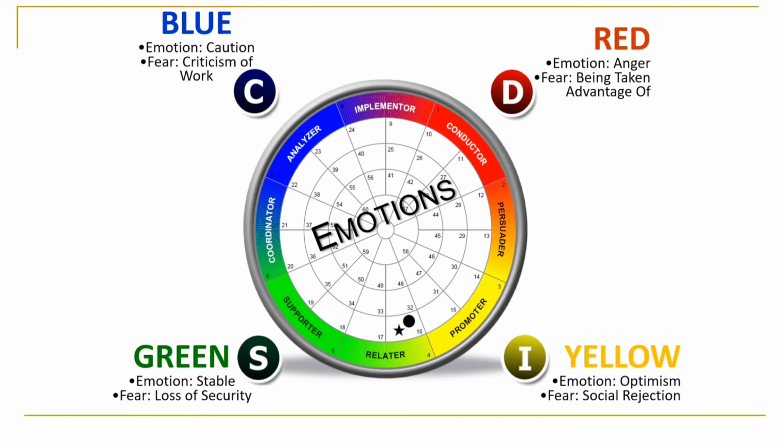William Marston's original work was called The Emotions of Normal People, and each one of the behavior styles has a signature emotion and a signature fear that is associated with each one. This is also something that helps us understand behavior style in a more visible way. So for dominance, the emotion is anger and their fear is being taken advantage of. For influencing, the emotion is optimism. Their great fear is social rejection.